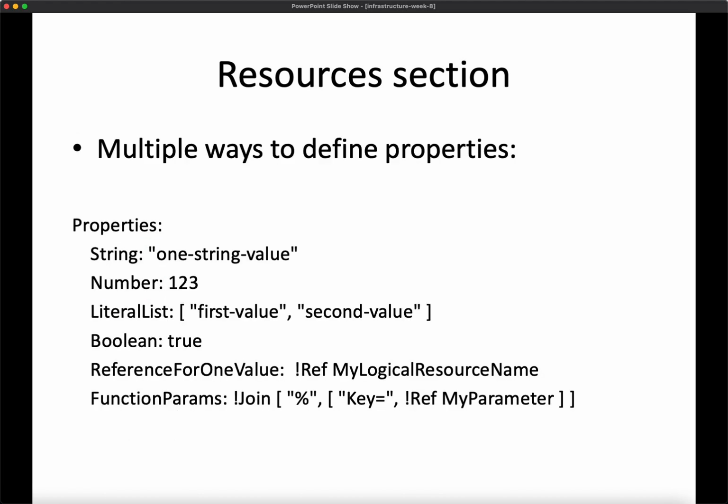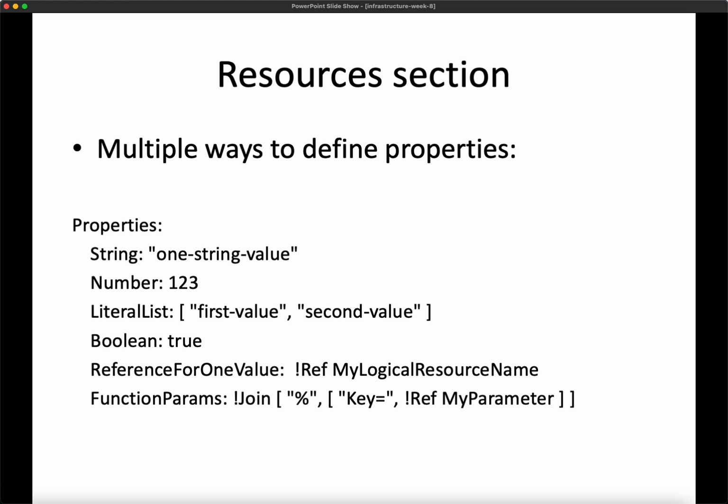In terms of each of our resources, I mentioned that each one has a logical name, has a type, and then it has a set of properties. And there are all kinds of different ways that we can define these properties within the CloudFormation template. They could be strings, they could be numbers, they could be lists or Boolean values, true, false kind of values. They could be values that are derived from functions or things like parameter references. So many different ways to define these property values within our template.